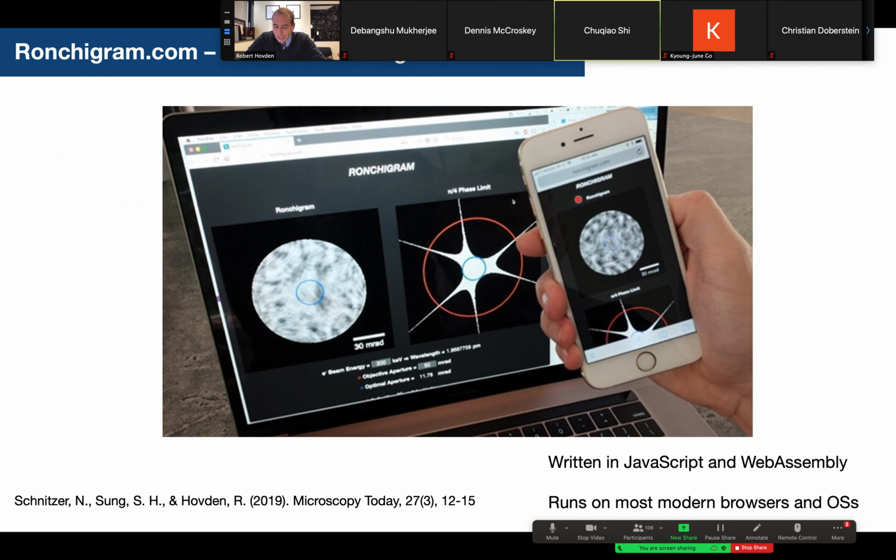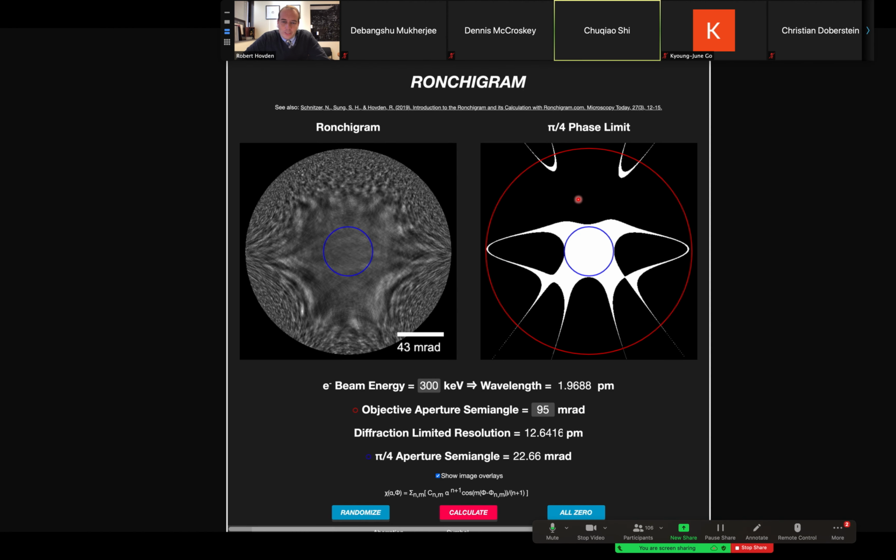So if you want to build experience in looking at the structure of Ronchigrams, we've built a website, ronchigram.com, which runs simulations. So if an emergency arises, you're at the airport, you're at dinner, you need a Ronchigram really quick, it runs in your web browser, runs on your phone. And if you visit ronchigram.com, this is what the website looks like. It presents you on the left an image of the Ronchigram.